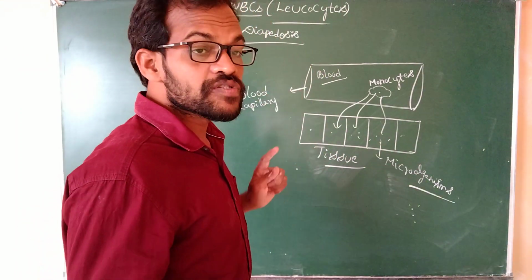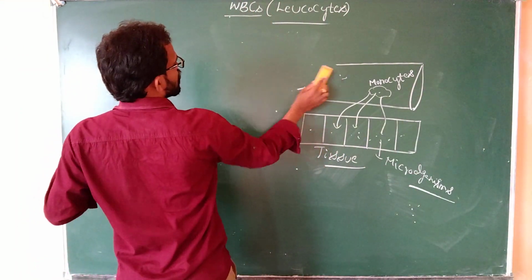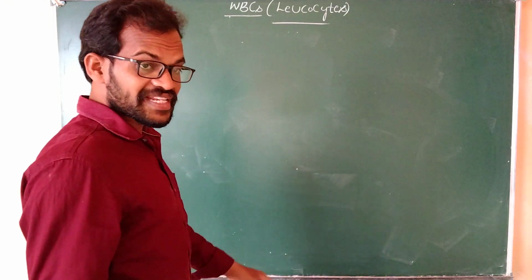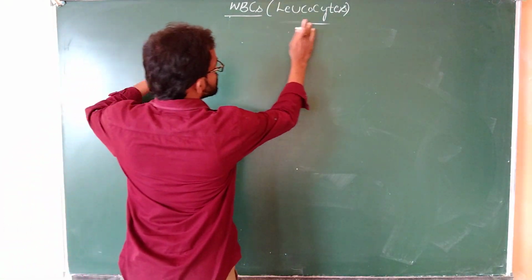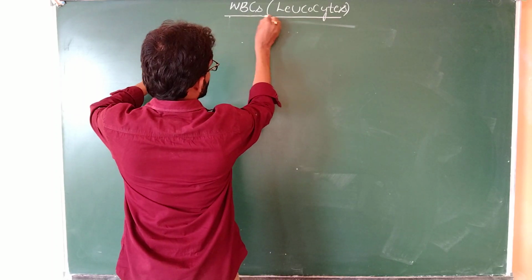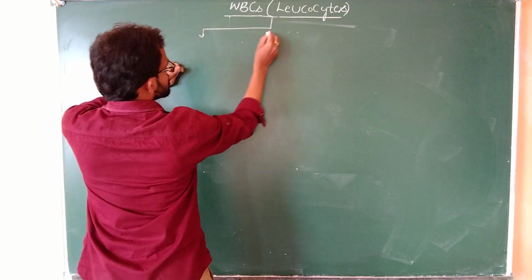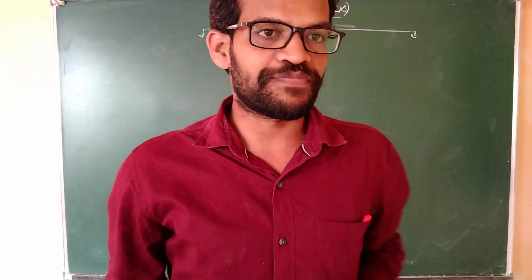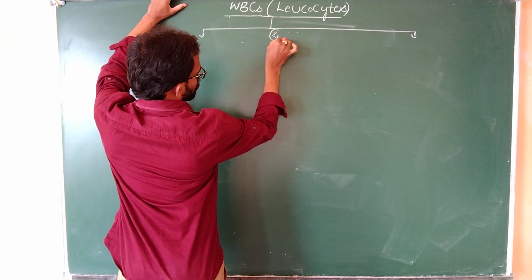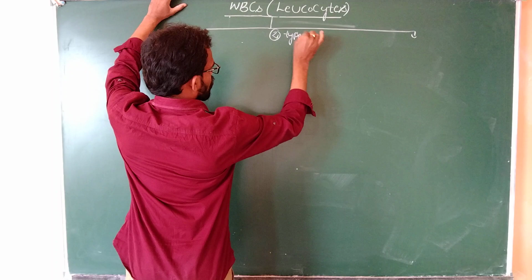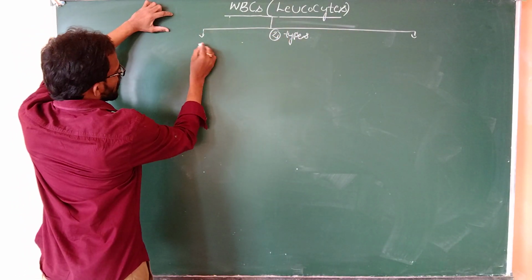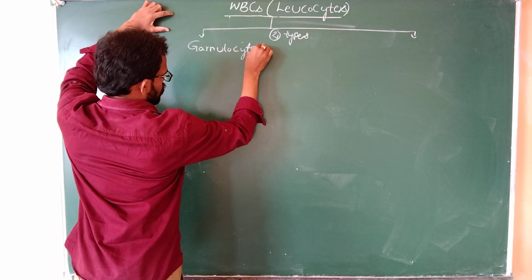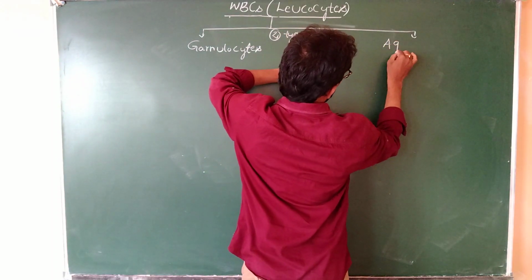Coming to the different types of leukocytes. The white blood cells, also known as leukocytes, are classified into two types. First, the granulocytes. Second, the agranulocytes.